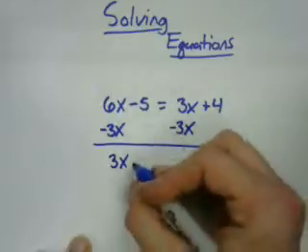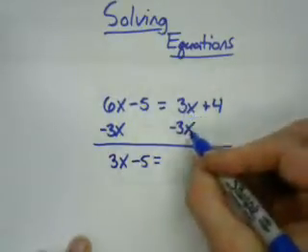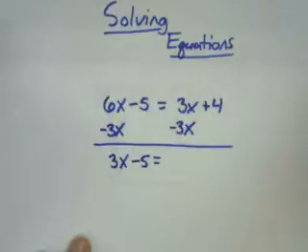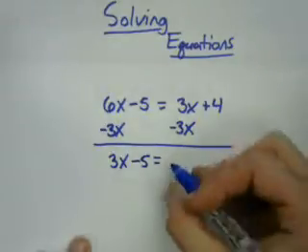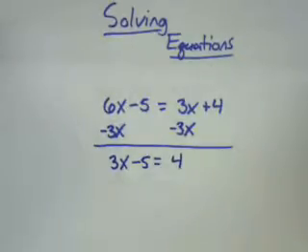Okay? I bring down everything else. Minus 5, the equal sign. The 3x minus the 3x, that's nothing. That is 0. And then the 4, that is just a 4. Okay? So here, I want to now treat this like a two-step problem. This is like the two-step problems we've worked before. I want to deal with my addition and subtraction before I deal with my multiplication.